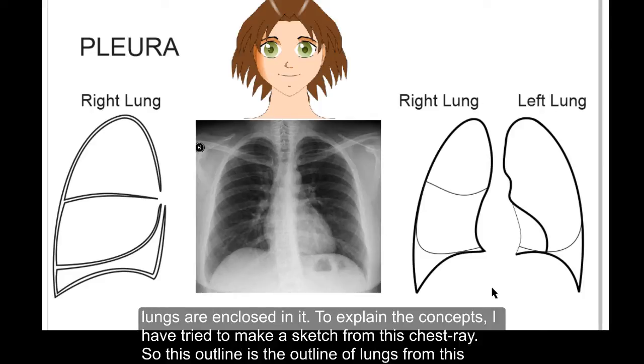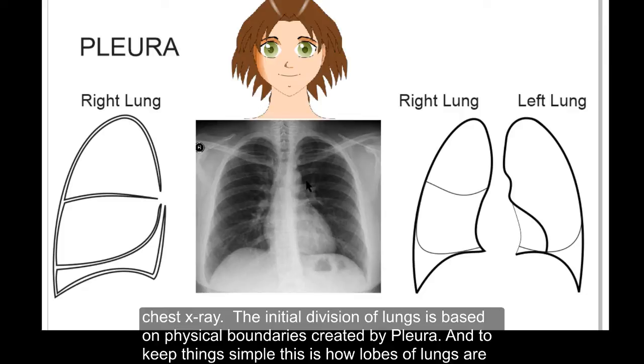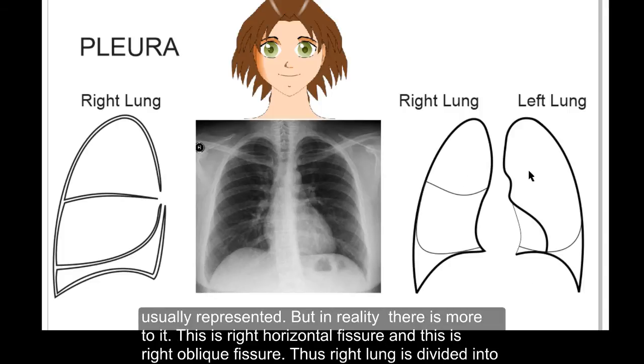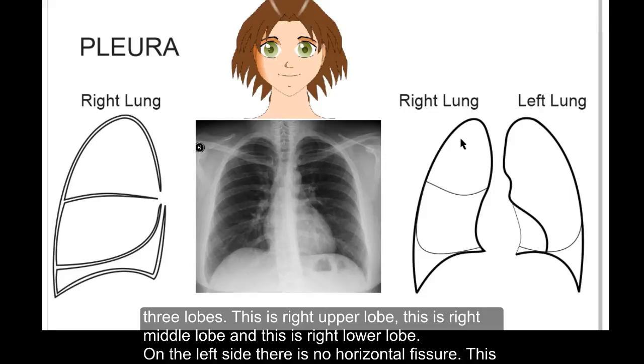To explain the concepts, I've tried to make a sketch from this chest X-ray. This outline is the outline of the lungs from this chest X-ray. The initial division of the lungs is based on physical boundaries created by pleura. To keep things simple, this is how the lobes of the lungs are usually represented, but in reality there is more to it. This is the right horizontal fissure and this is the right oblique fissure. Thus, the right lung is divided into three lobes: right upper lobe, right middle lobe, and right lower lobe.